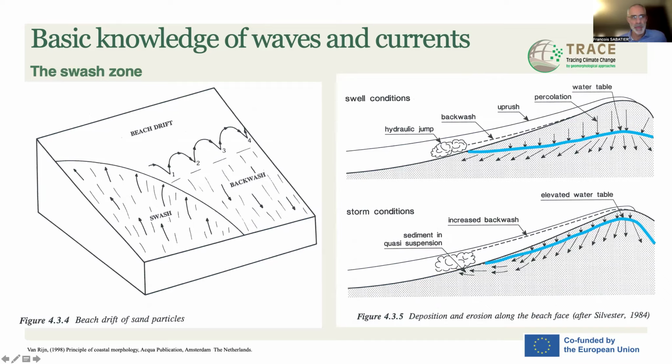But during storms, the waves are stronger. So the swash movements are stronger. And the water table is more elevated because of the sea water, which is a little bit higher. So there is not this movement of infiltration that I just explained in swell and fair weather condition. During storms, there is a very fast uprush and a very fast backwash. So as the backwash is very fast, there is erosion in this part of the beach. So this is the way we explain the beach erosion during storms.